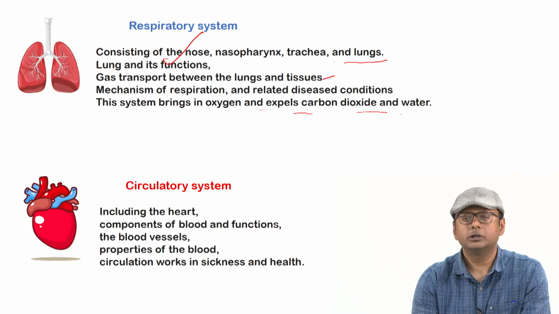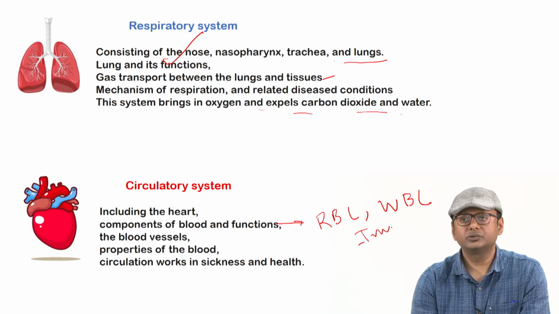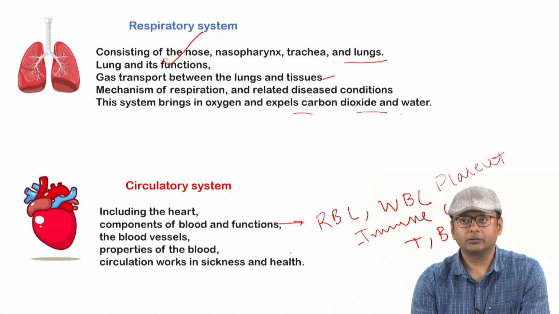Then we'll discuss various components of blood and their functions. So this is very crucial, right? We'll discuss RBC, WBC, right? We'll discuss various immune cells also, like T cells, B cells. So many components of blood we'll discuss, and also platelets. Platelets are very important for blood coagulation. So this would be covered, and apart from that, different diseases related to the circulatory system will also be covered.